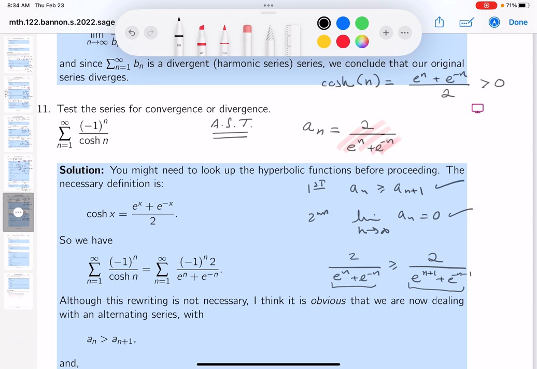Right, so what do I know? Well, even if there's some n I'm not really clear about, I do know that this thing is going to be convergent. That's it. Thank you.